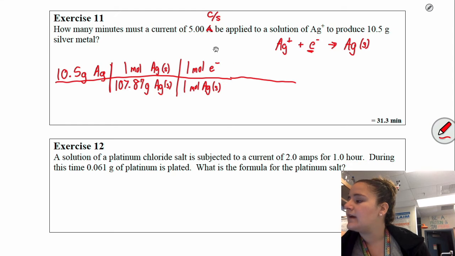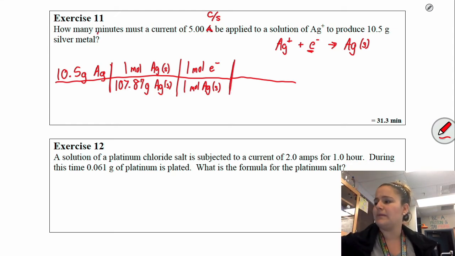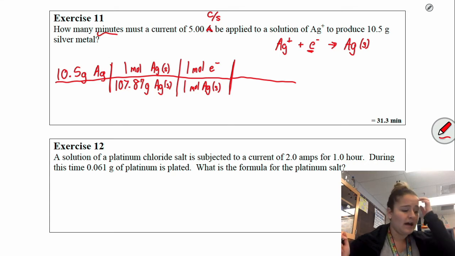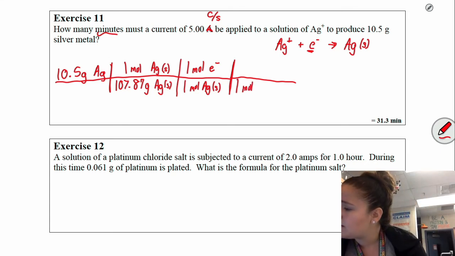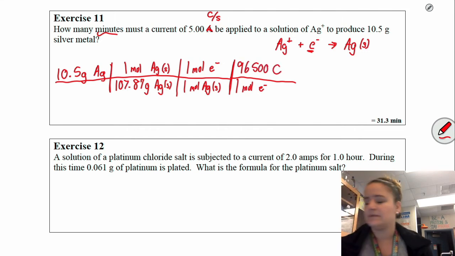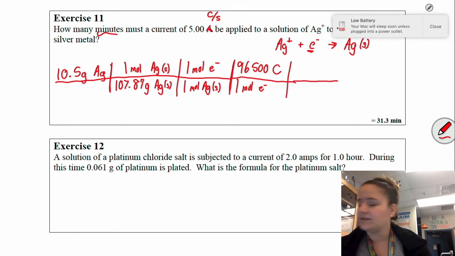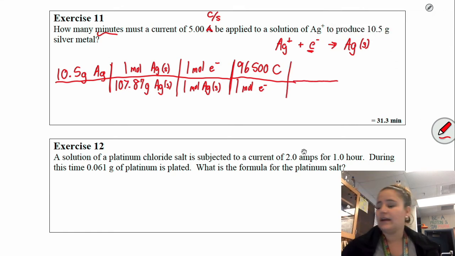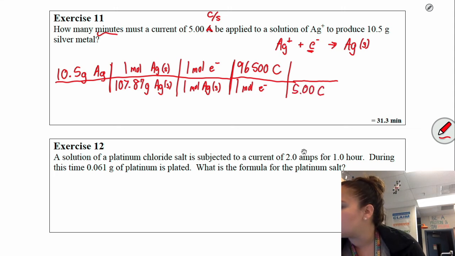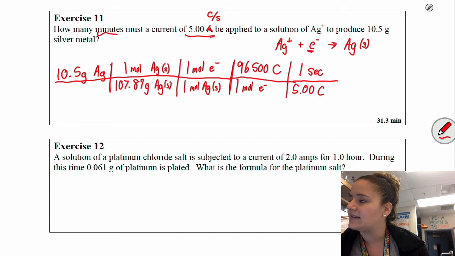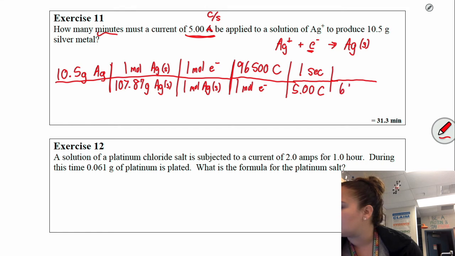Now, it's asking us for minutes, so I'm trying to get to minutes here. Now, I know that 1 mole of electrons has a charge of 96,500 coulombs. That's Faraday's constant. It's on your equation sheet. You don't have to memorize it. Now, we're getting closer. So I know that I'm going to have 5.00 coulombs every 1 second. That's from that current, 5 coulombs per second. And then it's asking me for minutes, so I need to convert from 60 seconds to 1 minute.